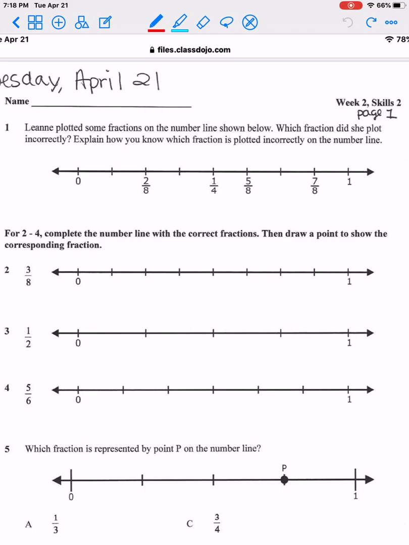Let me go ahead and analyze my question, my information. Leanne plotted some fractions on the number line shown below. And here's my question. This is what I have to understand. Which fraction, I'm looking for a fraction, did she plot incorrectly? There's my keyword, incorrectly. And then I have to explain how you know which fraction is plotted incorrectly on the number line.